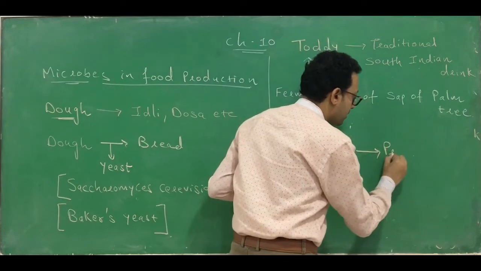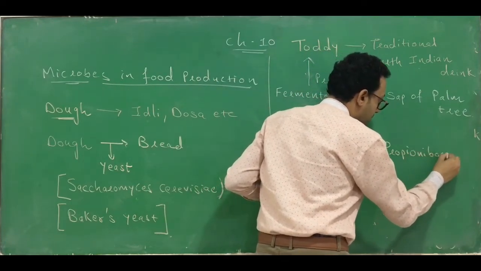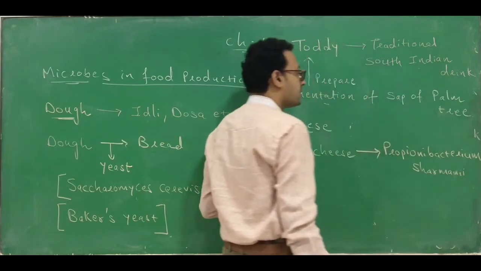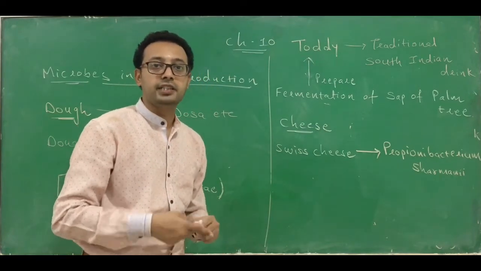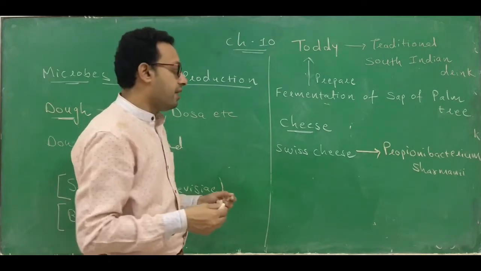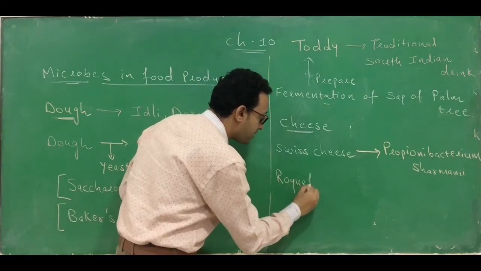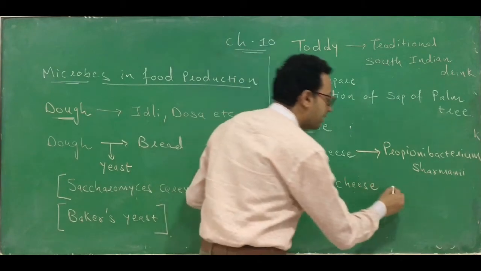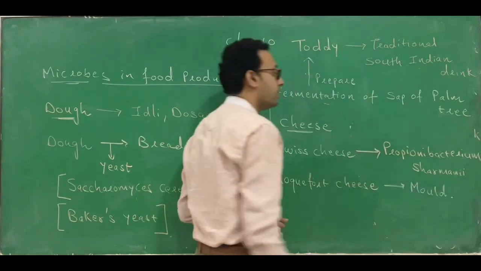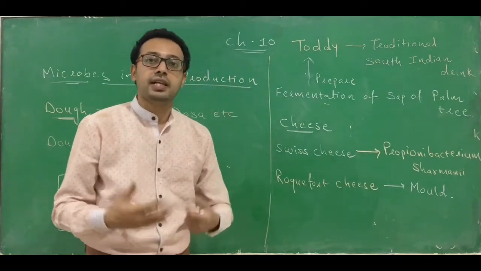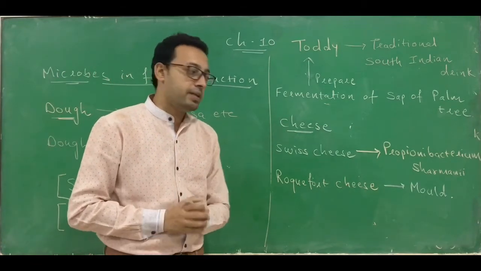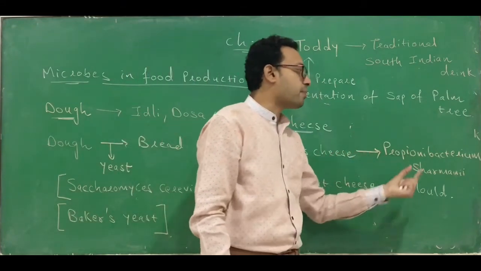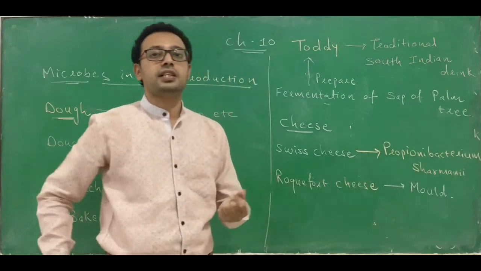Which bacteria are we using here? Remember, Propionibacterium shermanii. This is a bacteria which is used for the preparation of Swiss cheese. Apart from that, another form of cheese is Roquefort cheese, again a famous cheese. This cheese is prepared by fermentation by mold. So these are the two different types of cheese that can be prepared by fermentation. You just have to remember the names of the microbes which are useful in the preparation of these two types of cheese. Swiss cheese is prepared by Propionibacterium shermanii, and Roquefort cheese is prepared by mold.